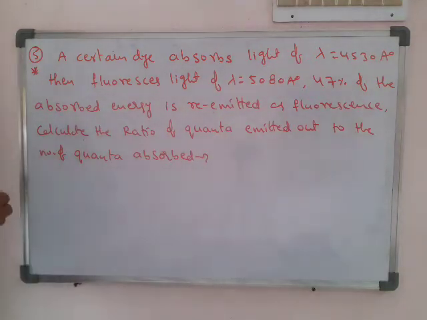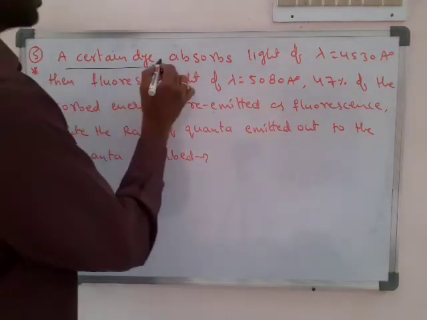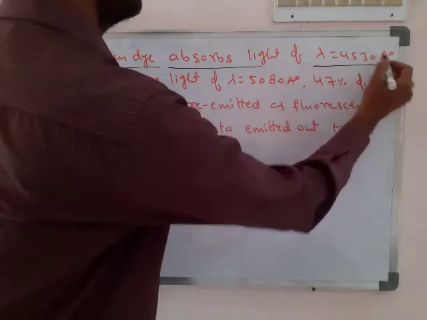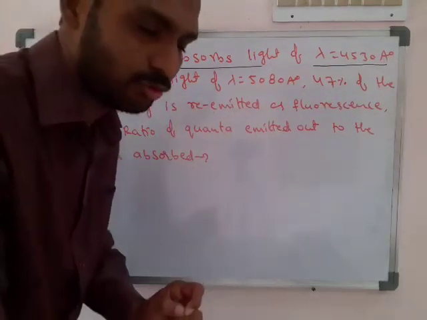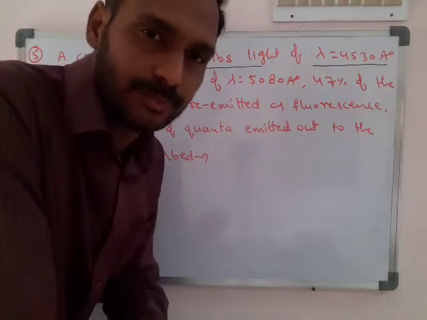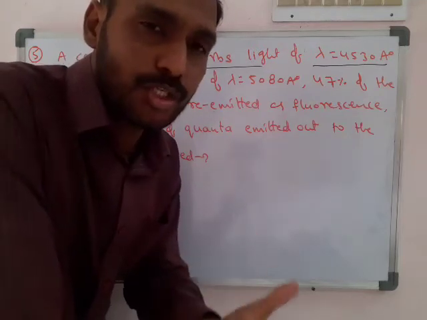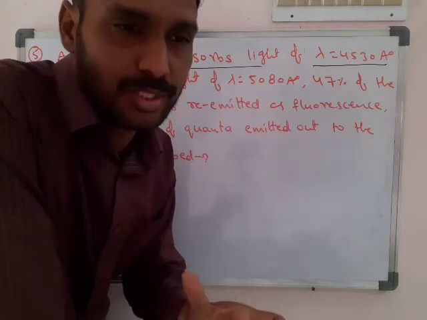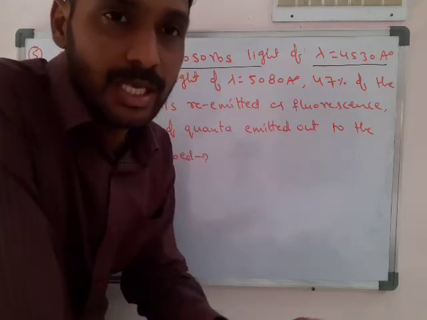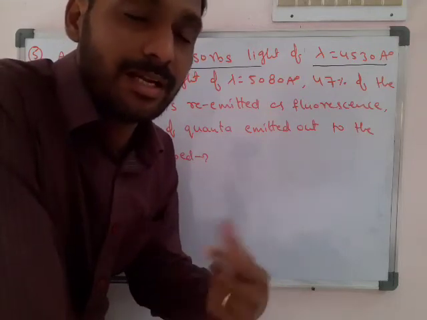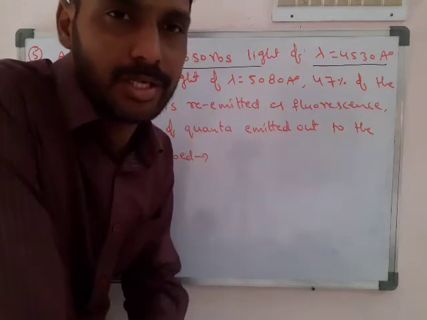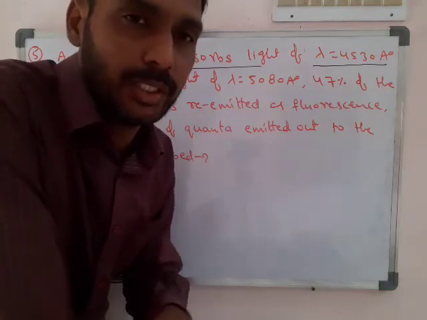To understand the problem, it is very important to note that a certain dye absorbs light of this much wavelength. Dye means any colored object. How does any colored object show its color? For example, one object shows yellow color because it absorbs some of the radiation and releases yellow color radiation. That's why it appears yellow.